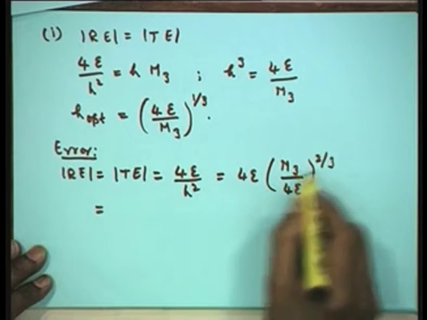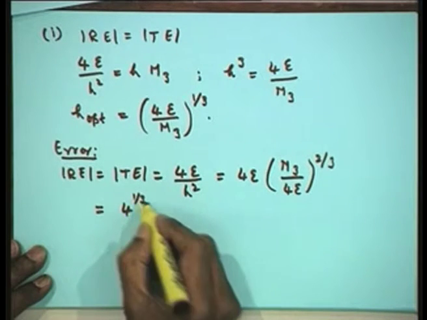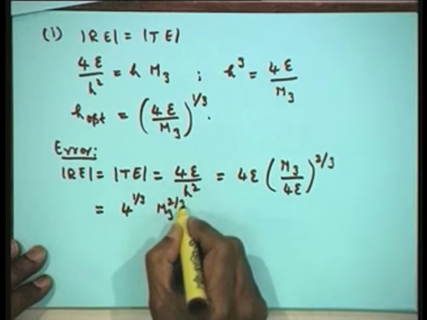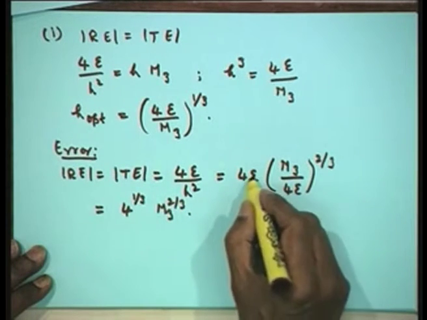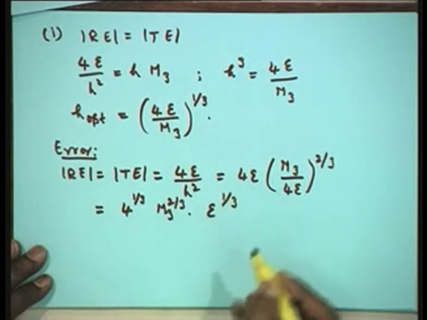So, this is divided by 4 to the power of 2 by 3. So, I will have 4 to the power of 1 by 3, I have M3 to the power of 2 by 3, and this is epsilon and epsilon to the power of 2 by 3. So, I will have here epsilon to the power of 1 by 3.